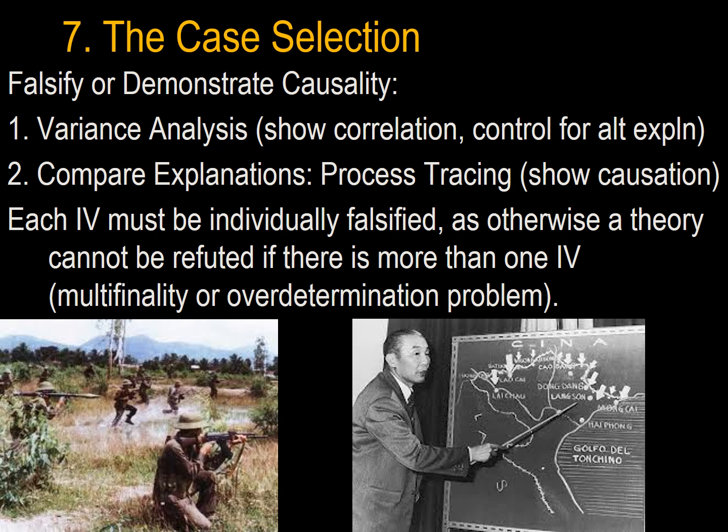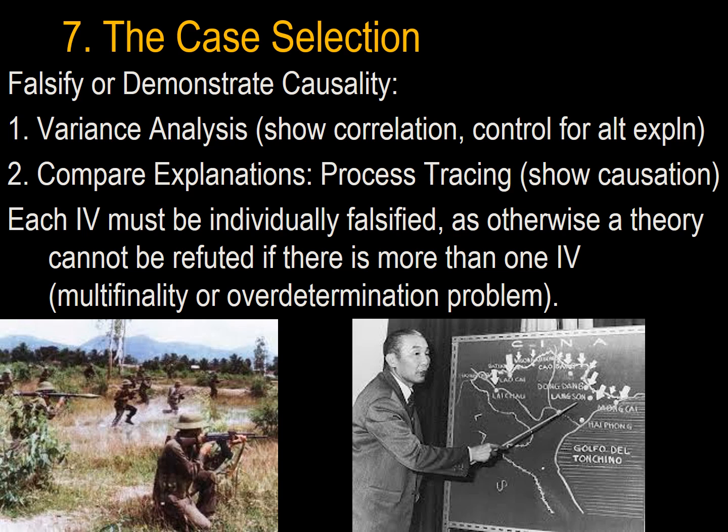And it's more convincing than a simple if-then statement, which is black boxed. I mean, we see what the input is, we see what the output is, but we're not entirely sure what the process is. In social sciences, you have to do both. You have to have a concise, clear, well-defined if-then statement, and you've got to have the fine-grained explanation. Typically, each independent variable must be individually tested by falsification, as otherwise a theory cannot be refuted, in a sense of being disproved, if there's more than one independent variable.